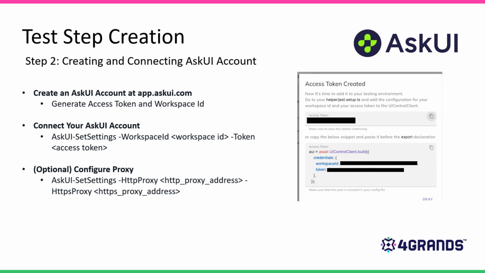Once installed, the next step is to create and connect to your AskUI account. Create your account at app.askui.com and generate your token and workspace ID. Now you can connect your account using the AskUI set settings command with your generated token and workspace ID. Optionally, you can configure your proxy settings using the same command.